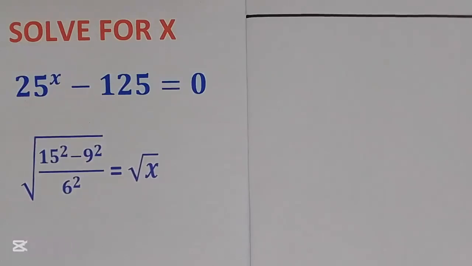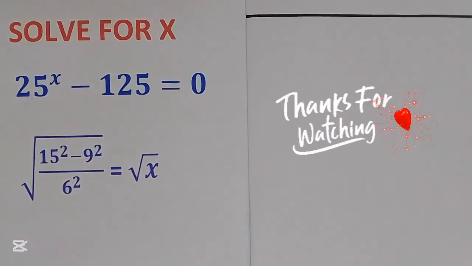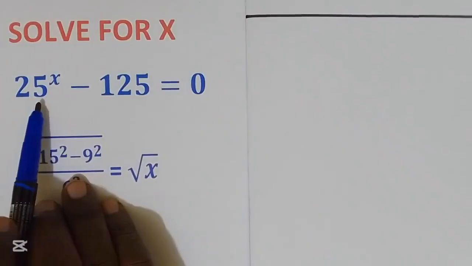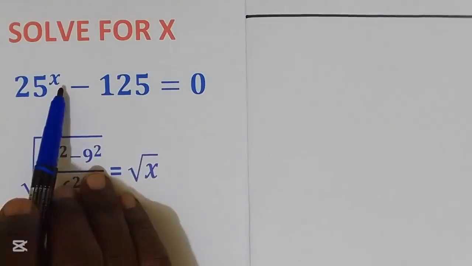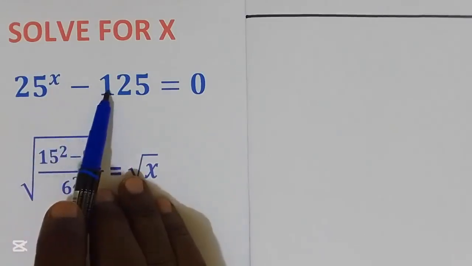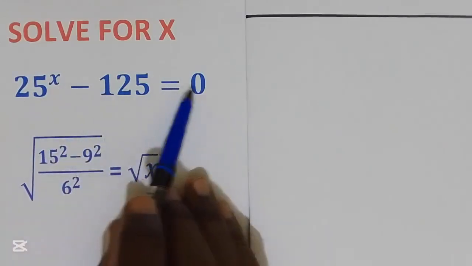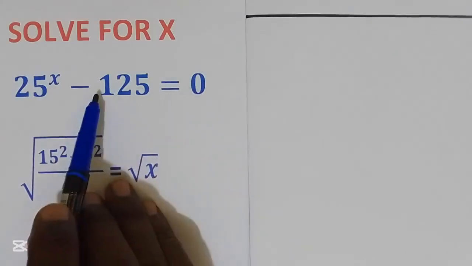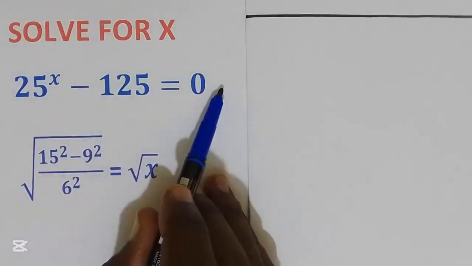Today we are going to solve exponential and radical equations with a simple method. Let us start with the exponential equation. We have 25^x − 125 = 0. The first step, we are going to take 125 to the right hand side.